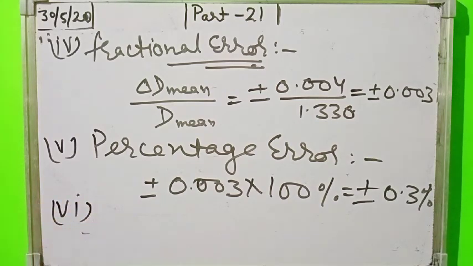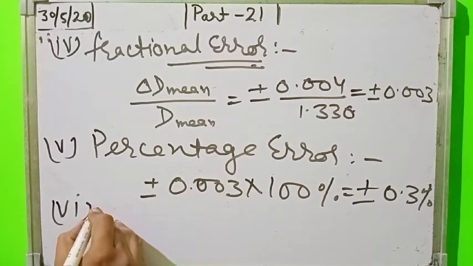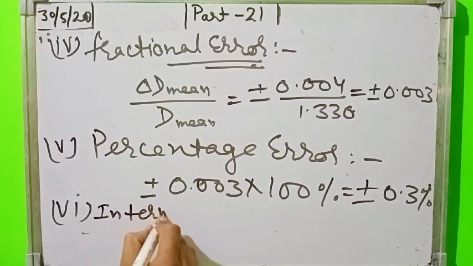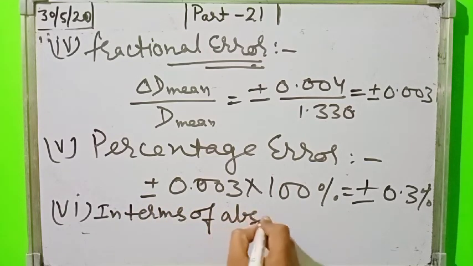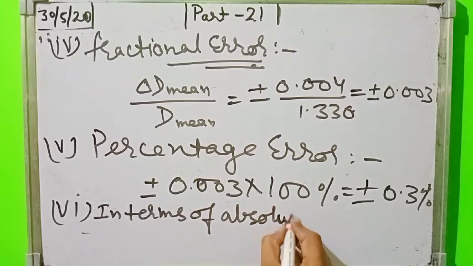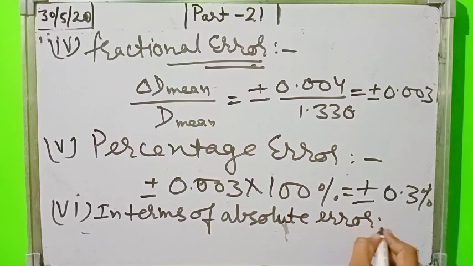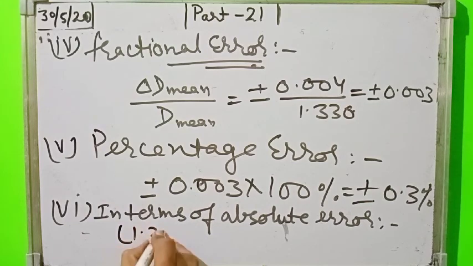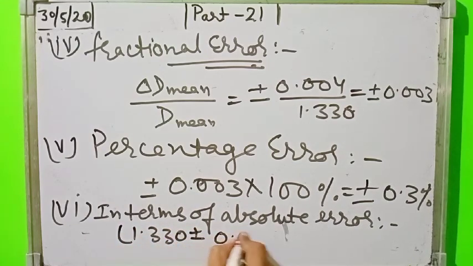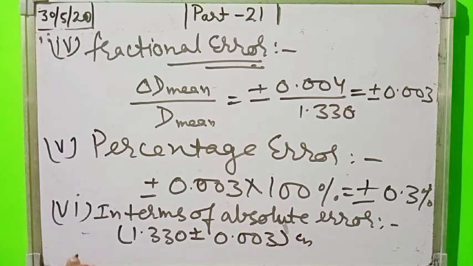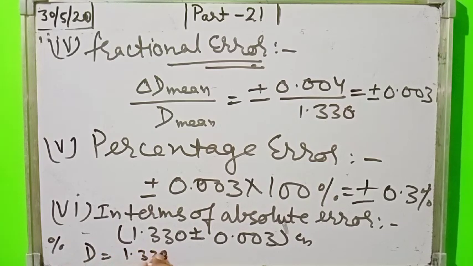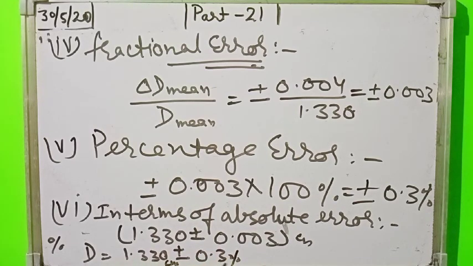Now the diameter of the wire in terms of absolute error will be 1.330 plus minus 0.003 centimeter, and in terms of percentage error, D will be equal to 1.330 plus minus 0.3% centimeter. So this is all regarding the numericals.